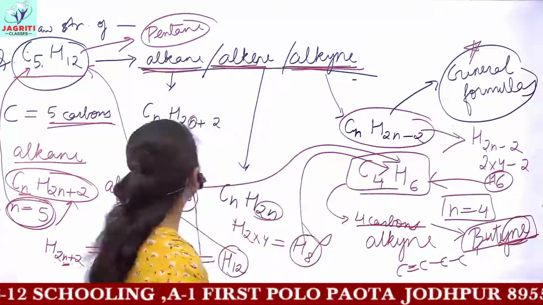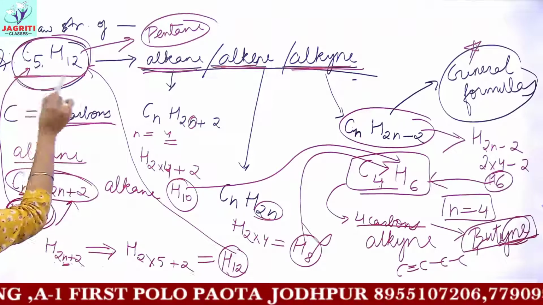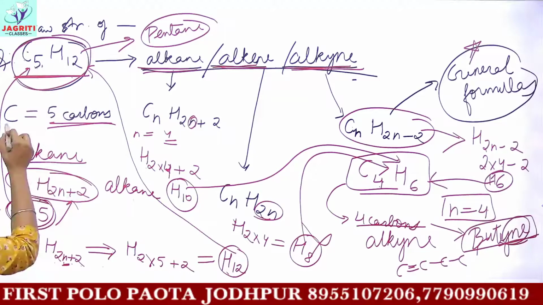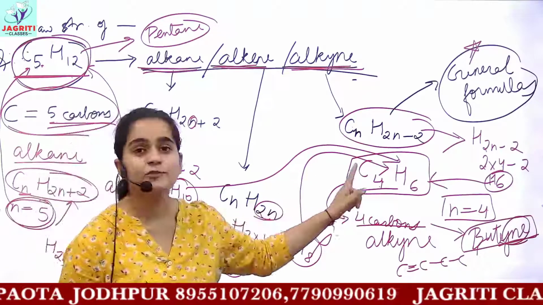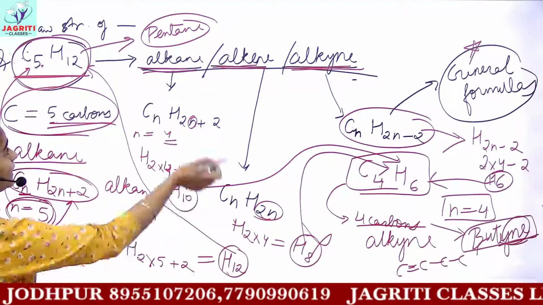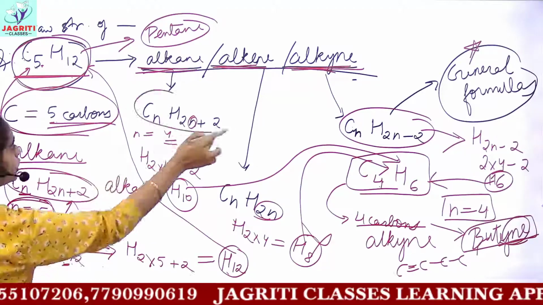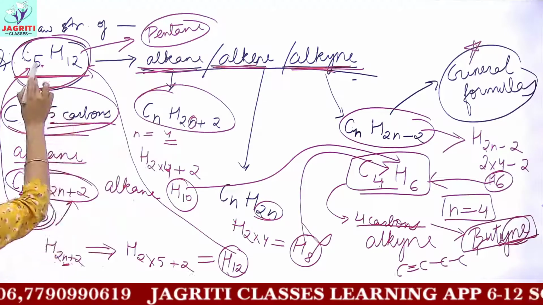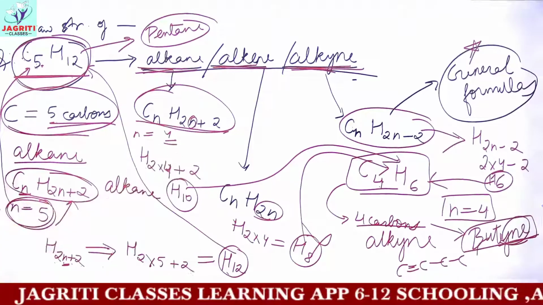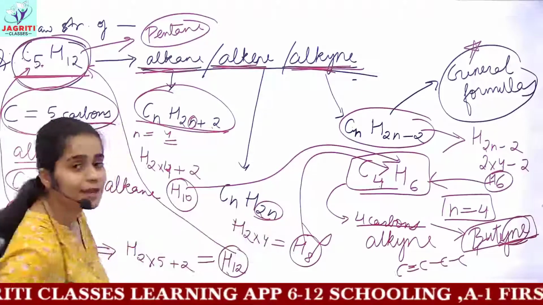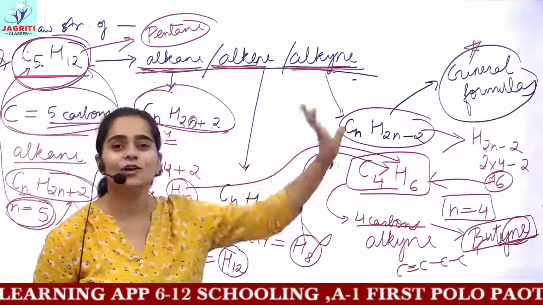When will this be useful? When you will be given to draw the structure of C5H12 or any such numerical formula. Carbons you will get to know by knowing this. C5 means 5 carbons, C4 means 4 carbons. But how to decide whether it is alkane, alkene or alkyne? By putting the value of n. n is the number of carbons. Put the value of n, solve the value of hydrogen and then see which formula is applicable for the given question. So you can decide whether it is alkane, alkene or alkyne.